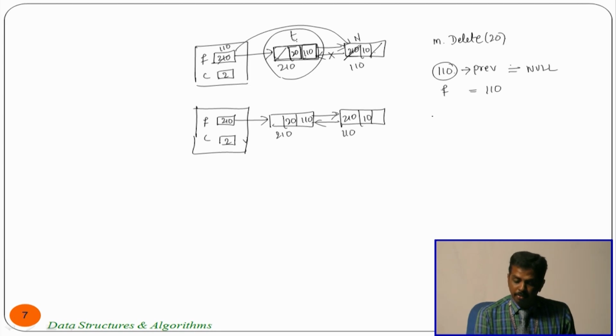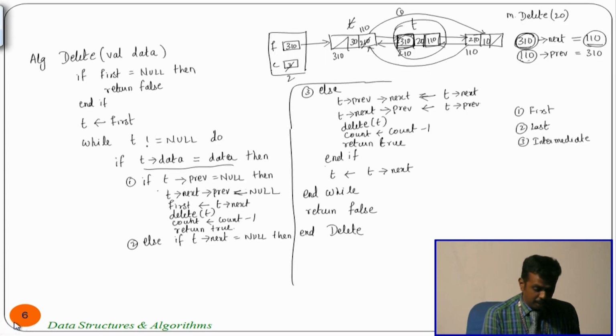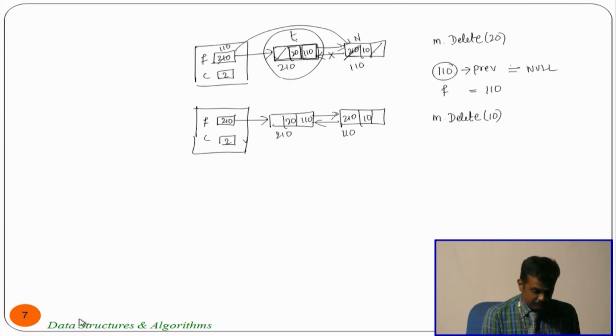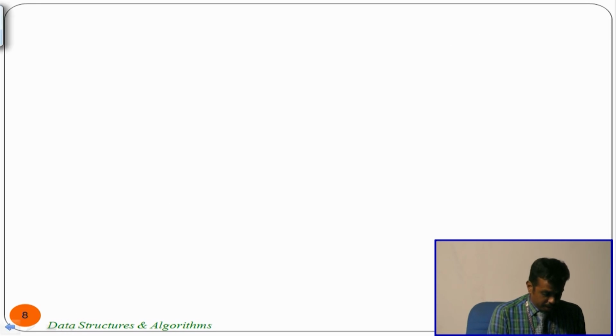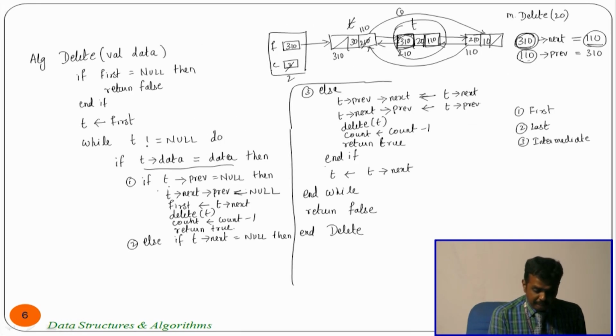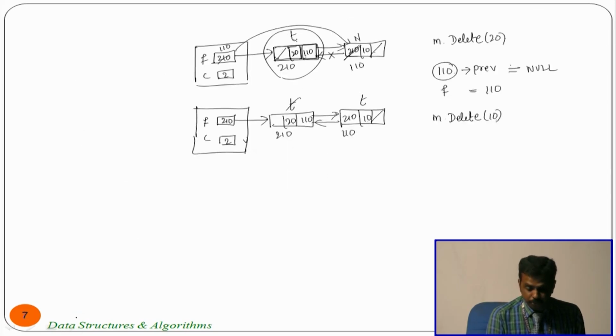So now if I want to delete, m dot delete of 10, okay. So as per our algorithm, the T will be initialized here, okay. T data is 20, here our data is 10, so it will get incremented, okay. Now the T data is 10, which matches. By that time the T of previous is not equal to null, but the T of next is equal to null.